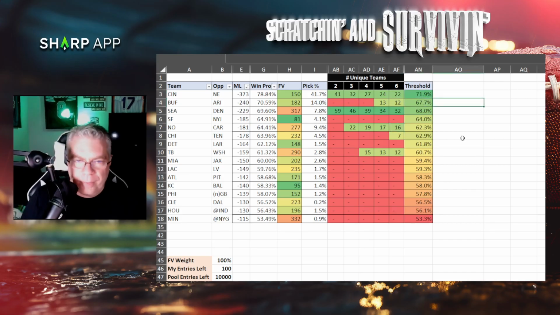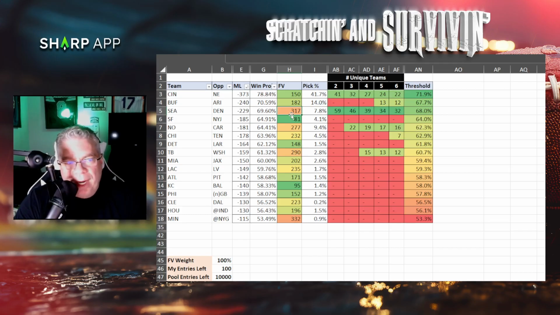So when we look at future value, you keep coming back to Seattle. Now, in order to fade a team like Seattle, based on the ownership that they're getting, you're going to want a team of 68% or better. Now, how many teams are 68% or better? Really just the two teams that are being taken at a higher rate than Seattle is right now. So they look very, very strong here, Seattle, as a play, especially in large pools, because of this future value being so short.